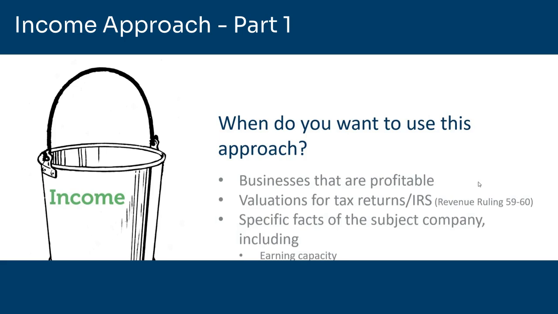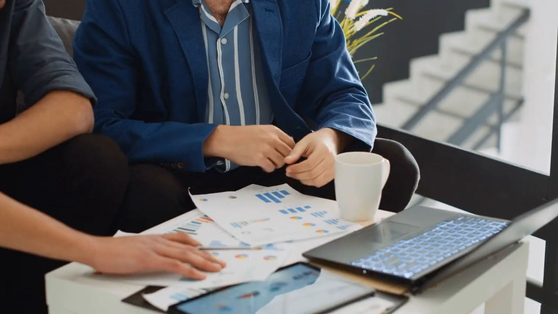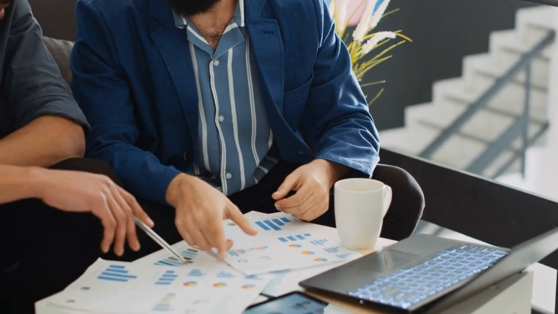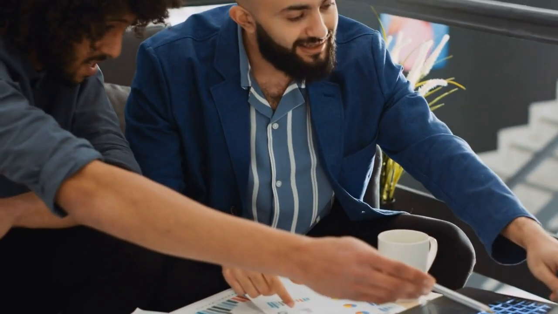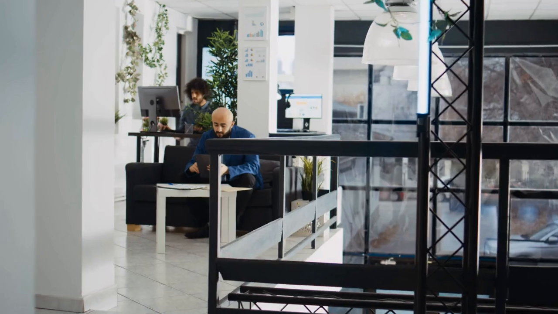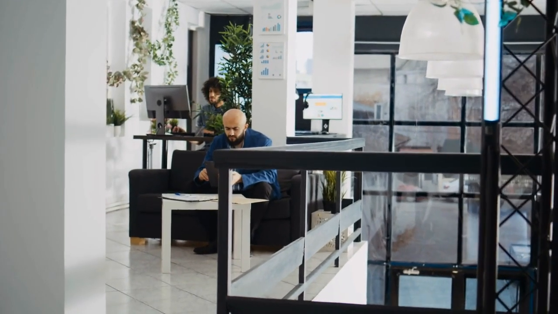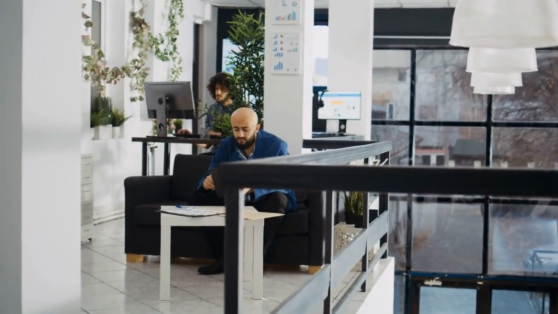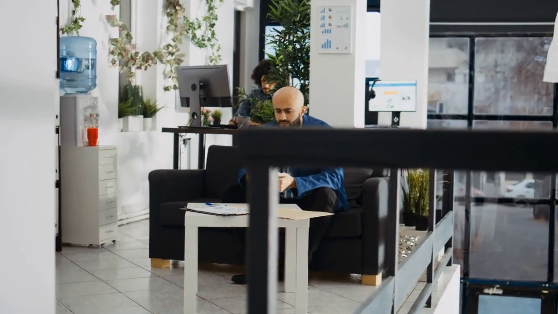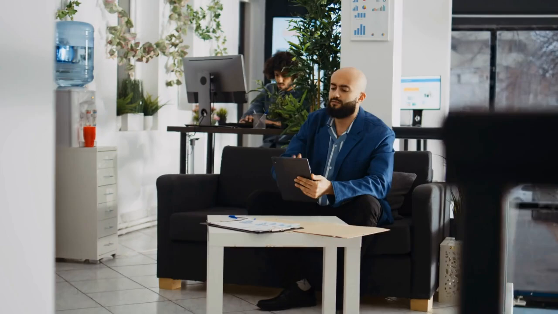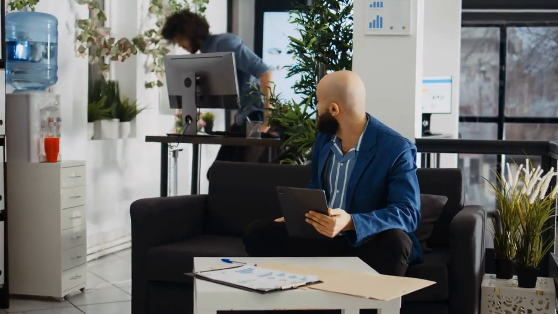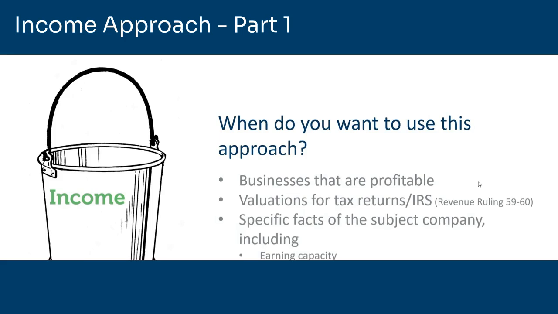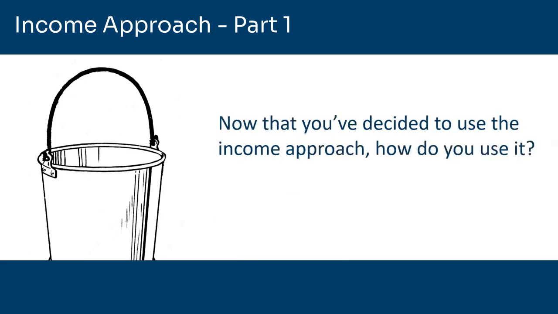But some of the helpful things about the income approach is that it's very specific to your company. And so we look at the earning capacity of your company. We look at the growth potential of your company. We look at any large capital expenditures of your company. So it's very specific to your company and the future earning capacity of your company. And so we'll cover the approach and the methods in more detail in these videos.